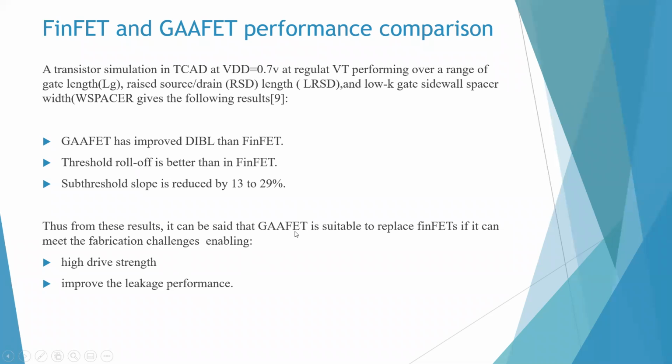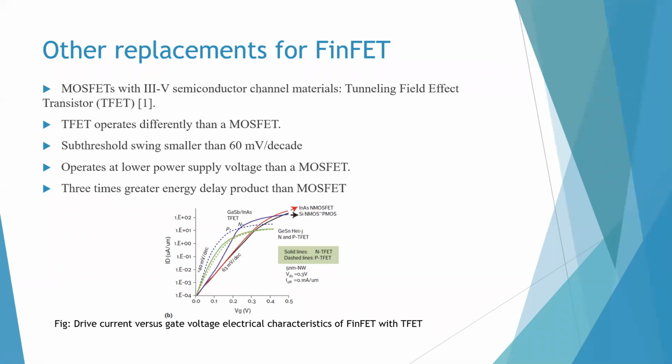Gate-all-around FETs, in comparison to FinFETs, give higher drive strength and also improve leakage performance. Another potential replacement for FinFETs can be MOSFETs with group III-V semiconductor channel materials, because they show higher mobility than FinFETs, and they can provide higher drive current and higher performance, allowing MOSFETs to be operated at lower voltage for lower active power.